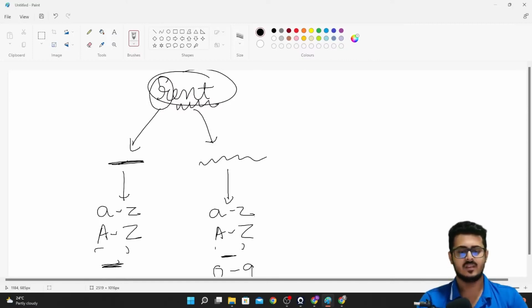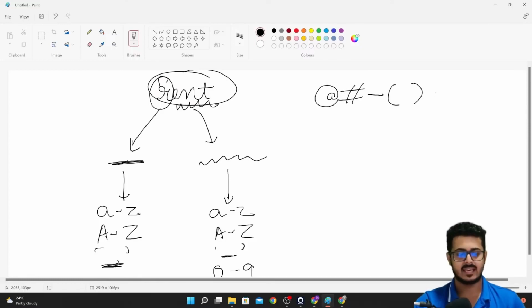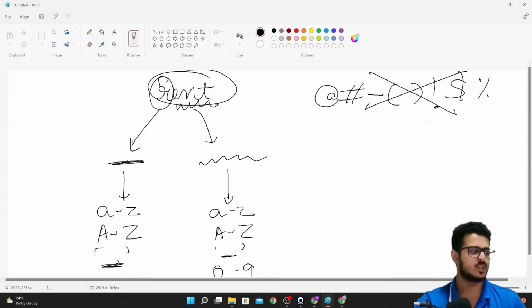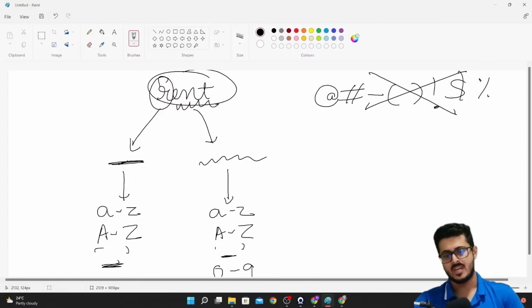Anywhere inside the entire name of the variable, you cannot contain special characters like ampersand, hash, hyphen, brackets, exclamation mark, dollar sign, or percentage sign. You cannot have special characters in your variable name. So these are the first four rules related to naming a variable.